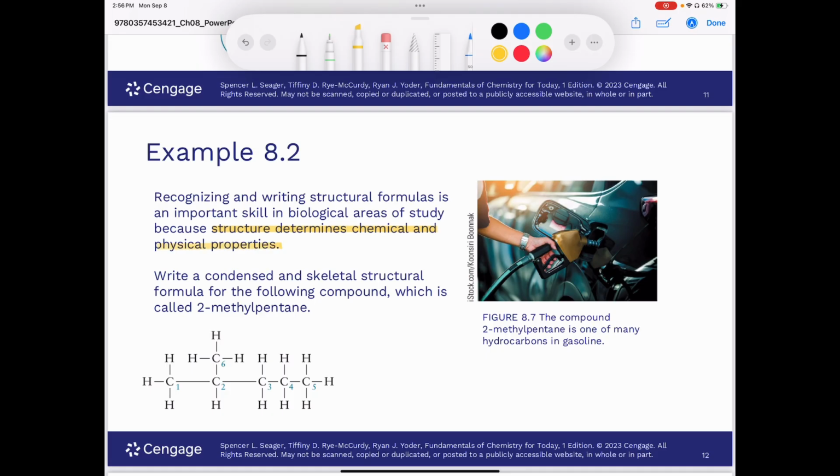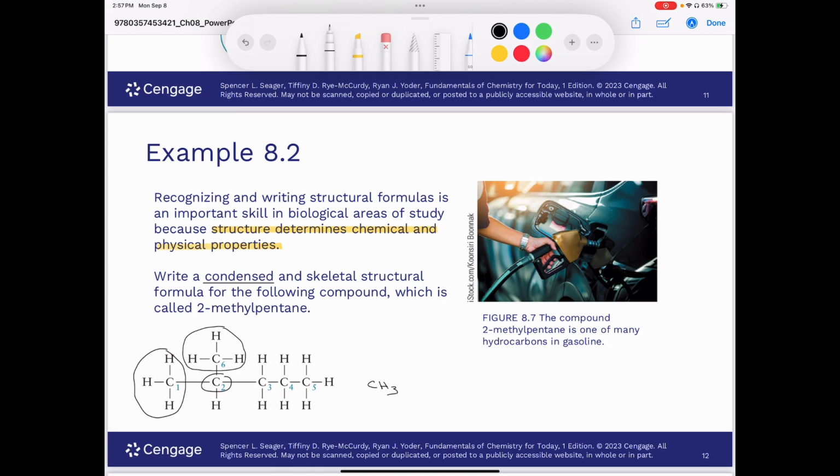Write a condensed structure and a skeletal structure for the compound that's shown here, which is 2-methylpentane. So let's take a look. First we're going to do the condensed, so I'll do the condensed with my black pen. First we have a CH3, so I'll write that down, CH3, like this. But we notice that C2 has two CH3s attached to it. There's one here and there's one here. So what I'm going to do is put those two CH3s in brackets, and I'll put a subscript 2. That represents both of those CH3s attached to the carbon number 2.